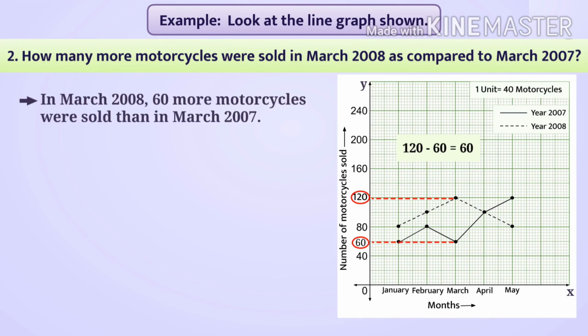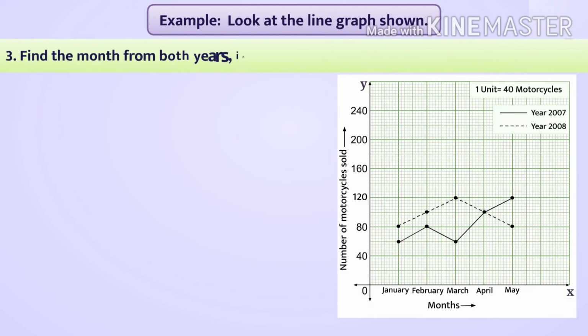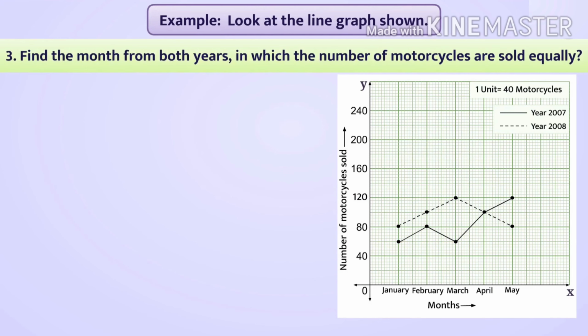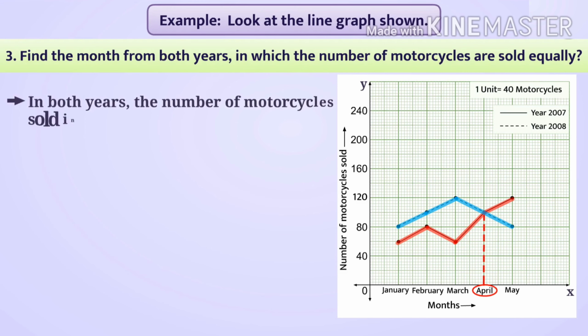Similarly, let's take the next question. Find the month from both years in which the number of motorcycles sold is equal. As both the lines intersect at a point here, which month is this? This month is April. So we can see that in both years the number of motorcycles sold in April is equal. This is how we have to answer these types of questions.